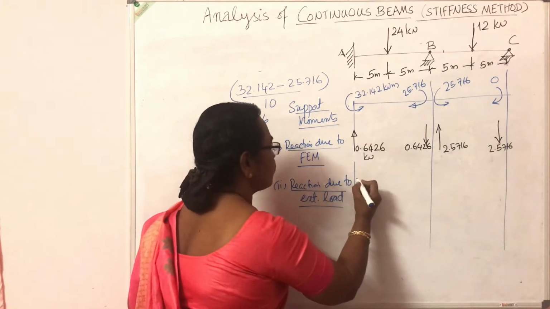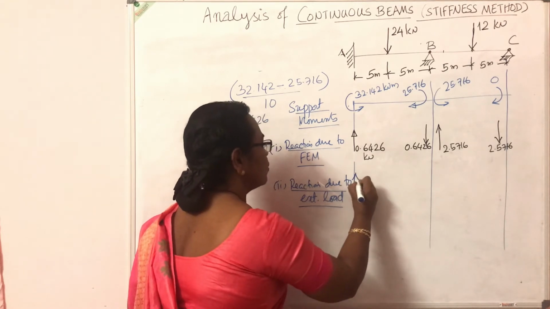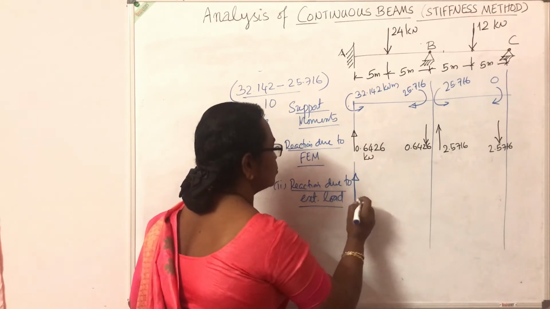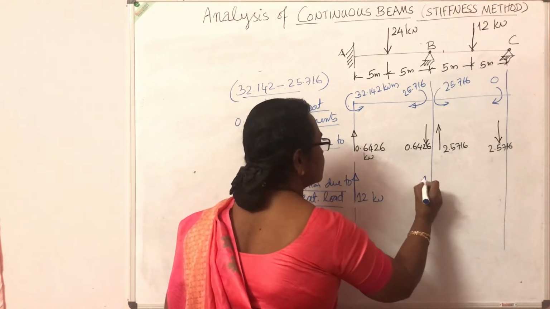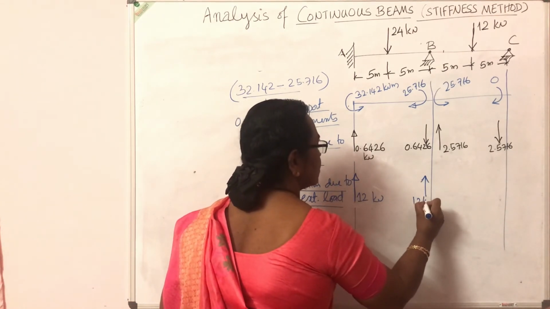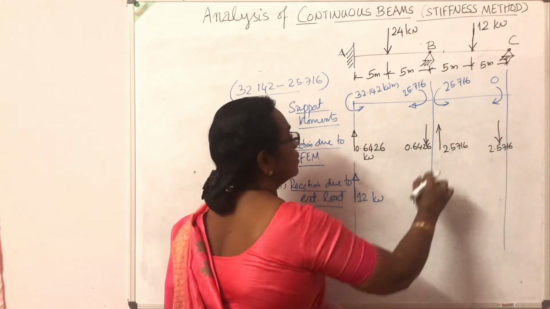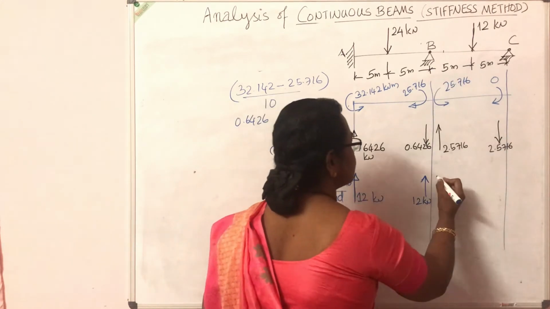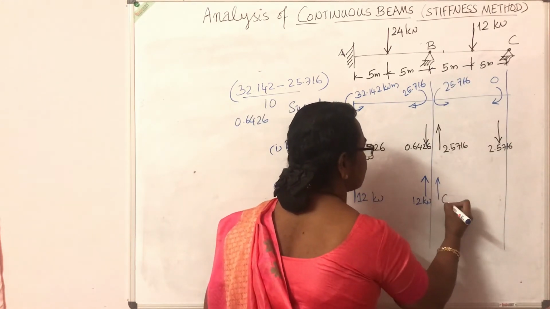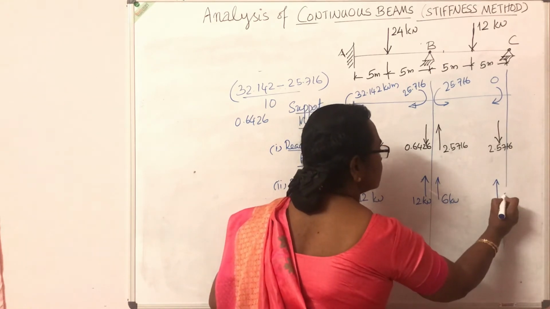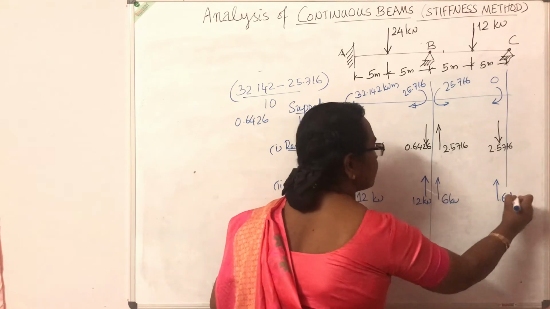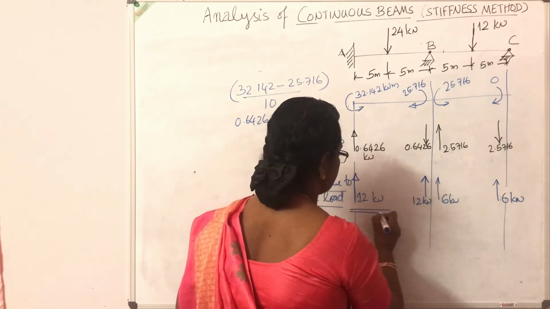So each of these support reactions will be 24 by 2, 12 kilonewton. Here also the support reaction will be 12 kilonewton. Next span, 12 kilonewton is the load, so each of these support reactions will be 6 kilonewton. So now we add it up.